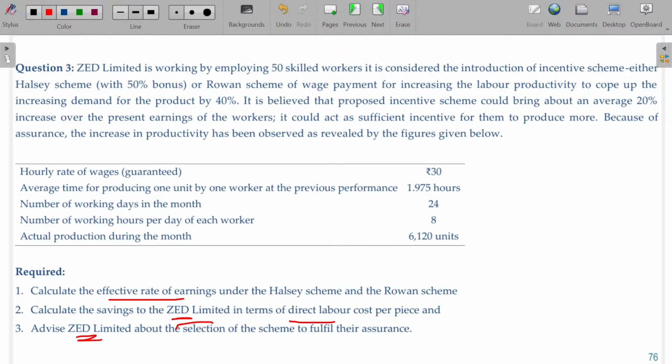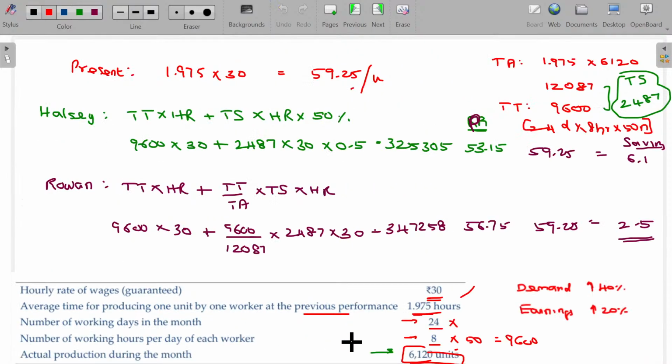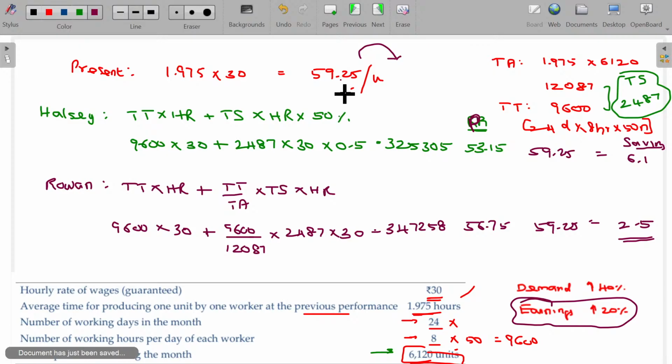Now, one more question. Advise Z Limited about the selection of the scheme to fulfill their assurance. What's their assurance? Because of this scheme, existing employees' salary will increase by 20%. Now, what's the present earnings? Present earnings 59.25 per unit for the 6,120 units production. What about the present earnings the employees are getting? 2,88,000.